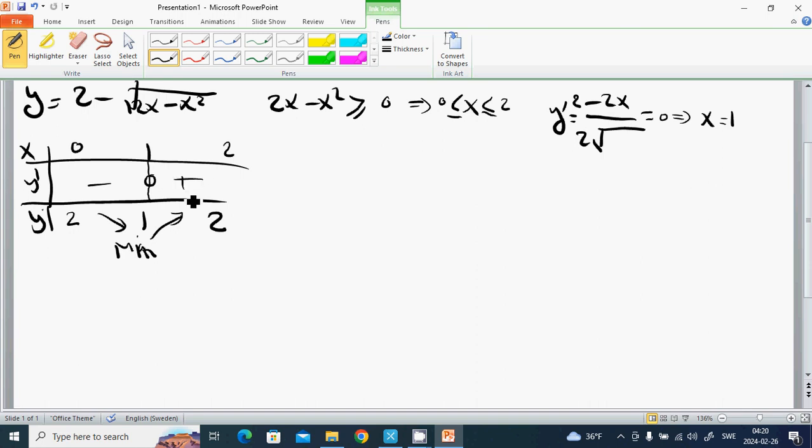It is minus, plus, and we are going to draw this. It is 0 and it is 2, and for 1, this point, and it is here, and here. We don't have any other value, and it is the minimum. Okay.